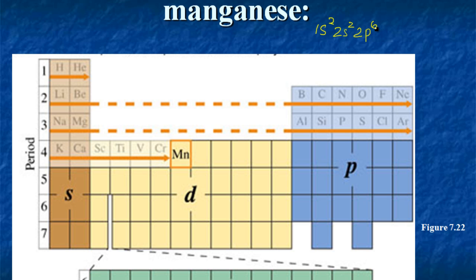2p6, because we have crossed all. We can just count each group. When you cross each box, you can count. Okay, come to third period. First 2 groups are 3s2.